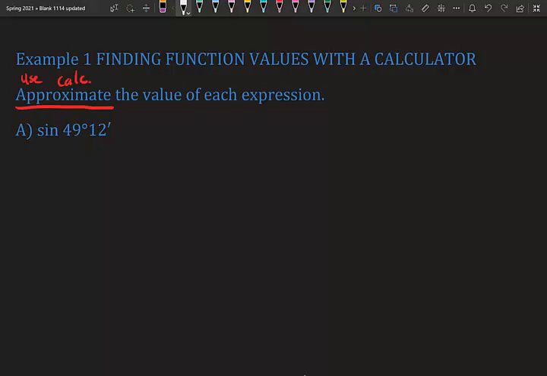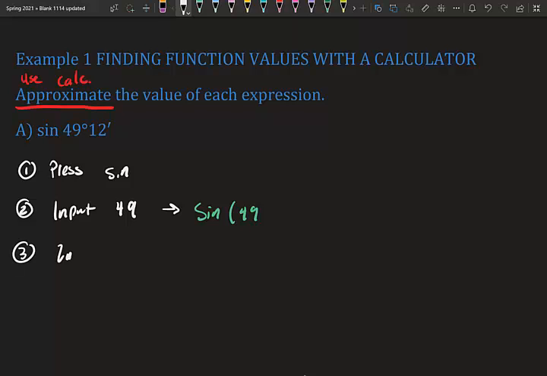All right, our first step is to press the sine button. Don't worry, I'll walk you through this. Our second step is to input 49. Then what it'll look like now is sine 49. So that's where we're at. But we need the little degree symbol. So how do we get the little degree symbol?